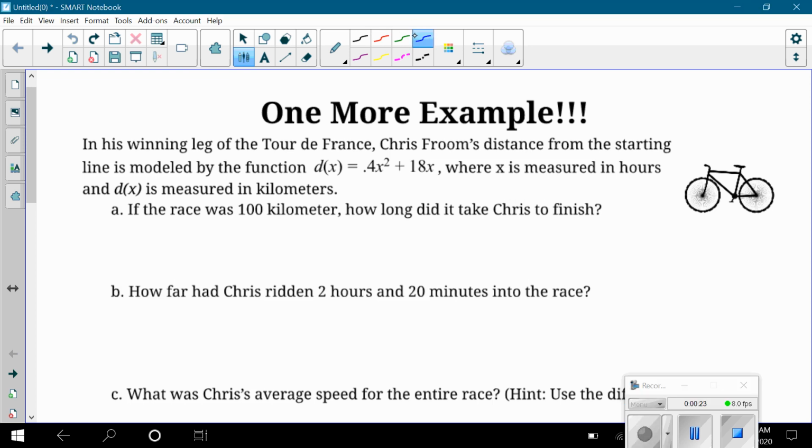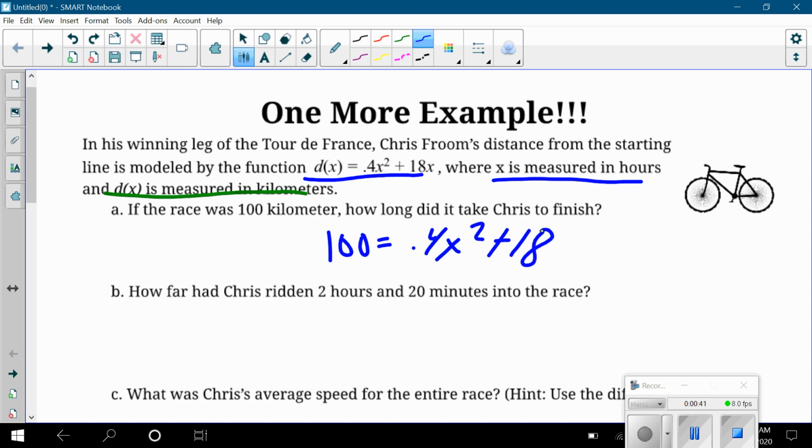You got this guy, Tour de France, riding his bike. Here's his distance. X is time in hours. D is distance in kilometers. Okay, first question. The race was 100 kilometers. How long did it take him to finish? Oh, okay. They're just telling me a distance and asking me to find the time. They're just asking me to solve this equation.